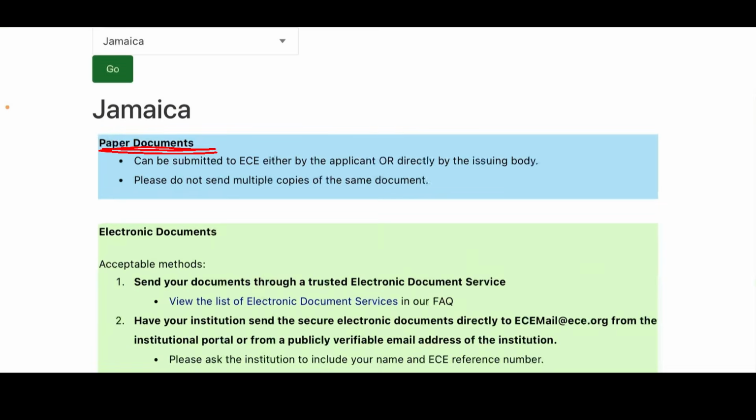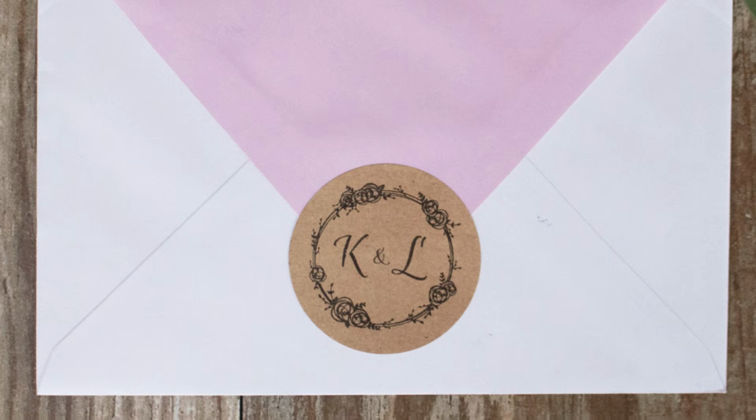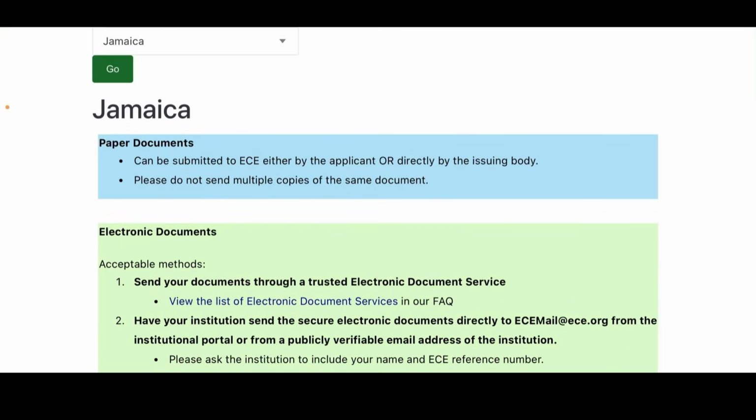Say paper documents. It's saying can be submitted to ECE either by the applicant or directly by the issuing body. What does this mean? So if you have a physical copy of your transcript, right? This one has to be certified by your school, like sealed in an envelope, which is like a physical copy of any documents you receive from your school. And you can send this directly to ECE, right? Which means once they get this envelope, it is coming from you, but it is sealed in an envelope from your school. That is what that means there.